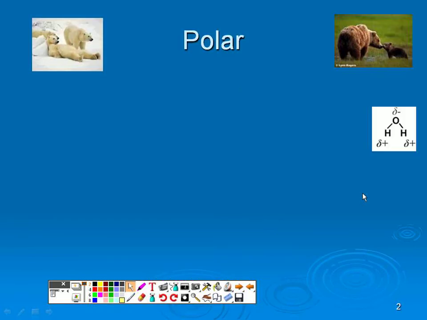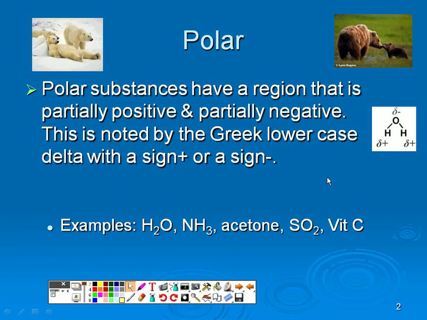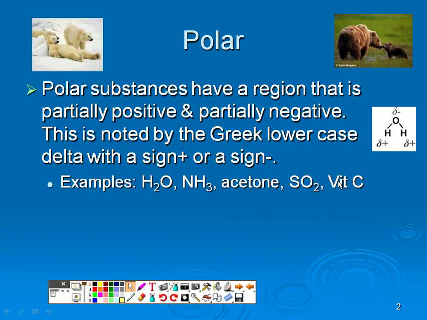Polar versus nonpolar. Polar substances have a region that is partially positive and partially negative. This is noted by the Greek lowercase delta, with a positive or a minus sign behind it. Examples are water, ammonia, acetone, SO2, vitamin C.